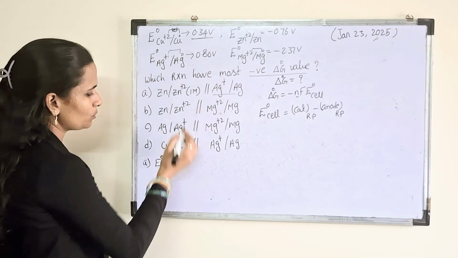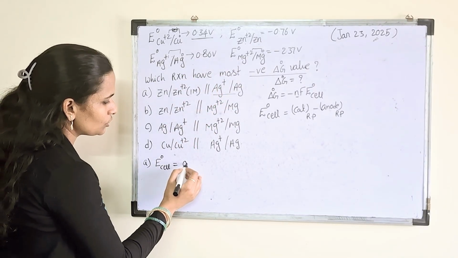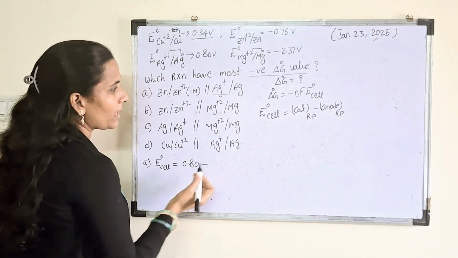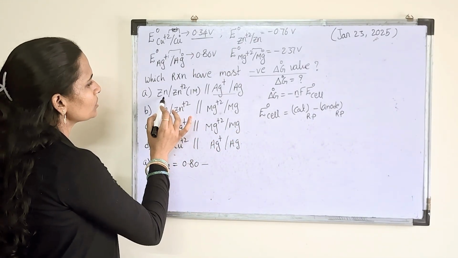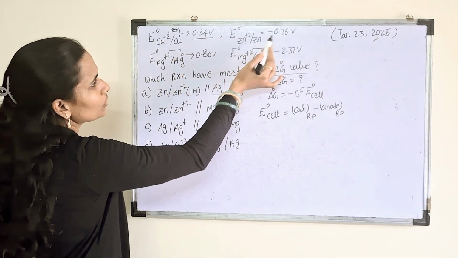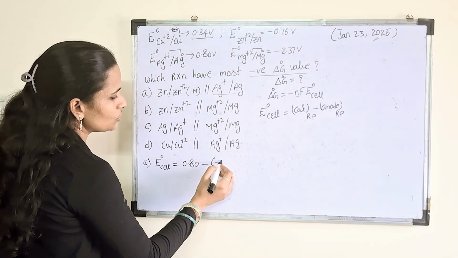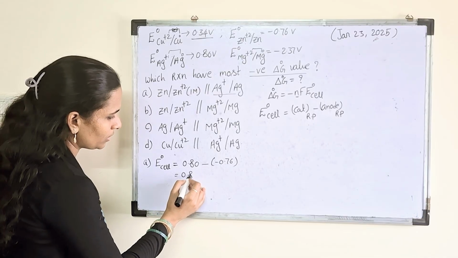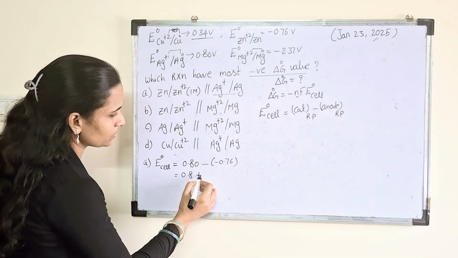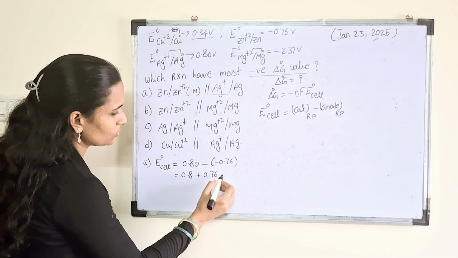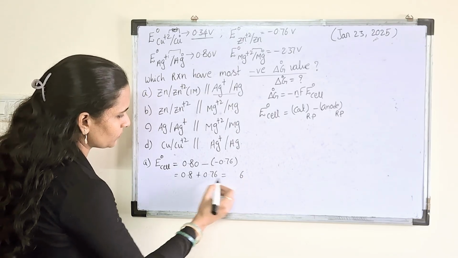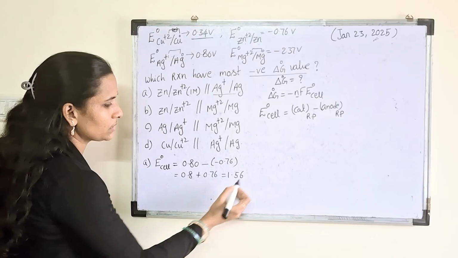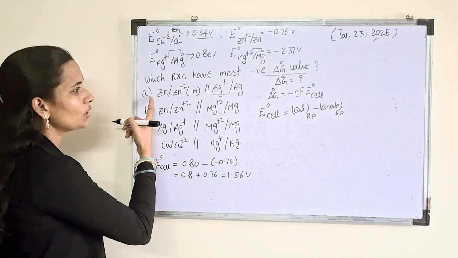So its reduction potential value is 0.80 volts, minus the anode reduction potential. Here the anode is zinc, and its reduction potential is minus 0.76 volts. So 0.80 minus of minus becomes plus 0.76, so in total this is 1.56 volts. This is the E naught cell for the first equation.